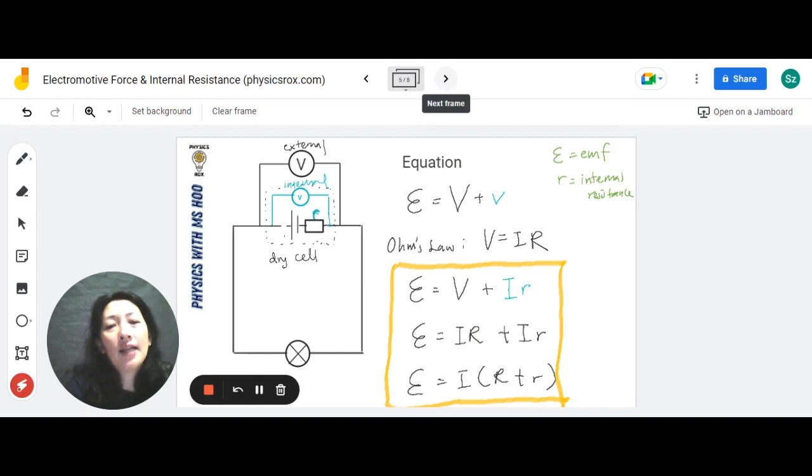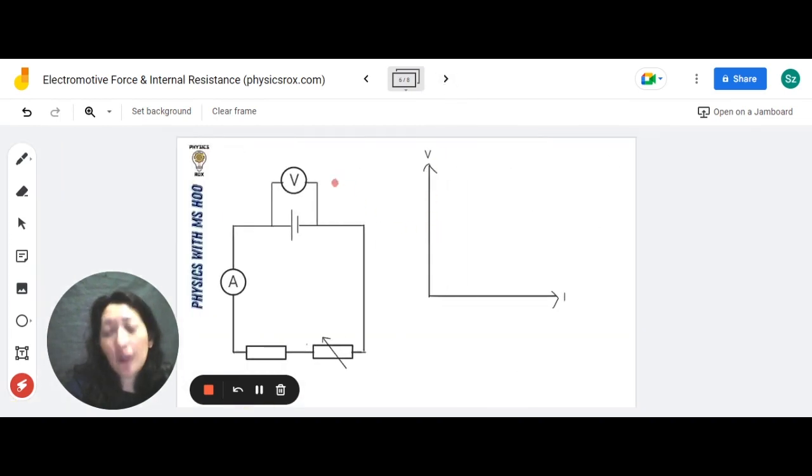Now, let's look at the graph. So if you conduct an experiment in the school lab to investigate electromotive force and internal resistance, this would be the setup of the circuit. So you need to have the voltmeter and the ammeter, of course, a fixed resistor and a variable resistor, also known as a rheostat in your school lab. And when you connect it, you place a voltmeter across the terminals of the dry cell. That means you're measuring the potential difference across the entire circuit.